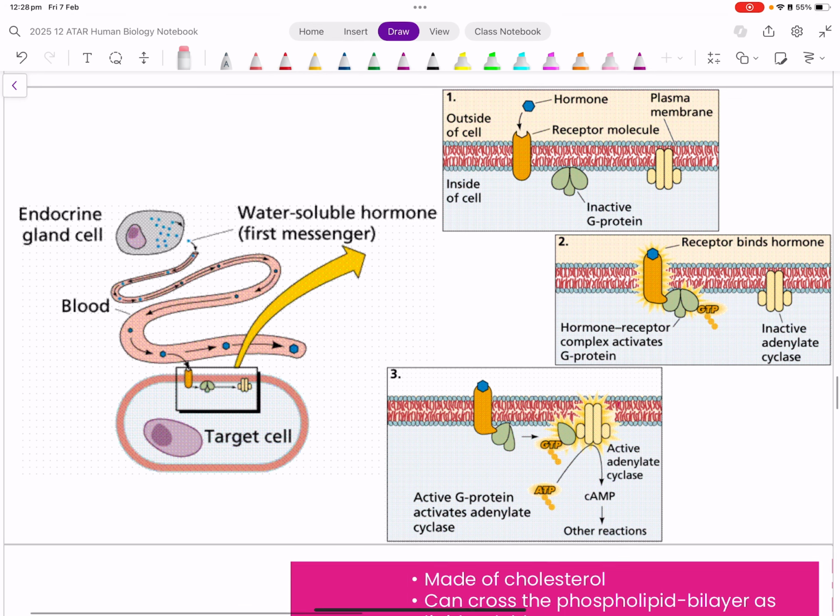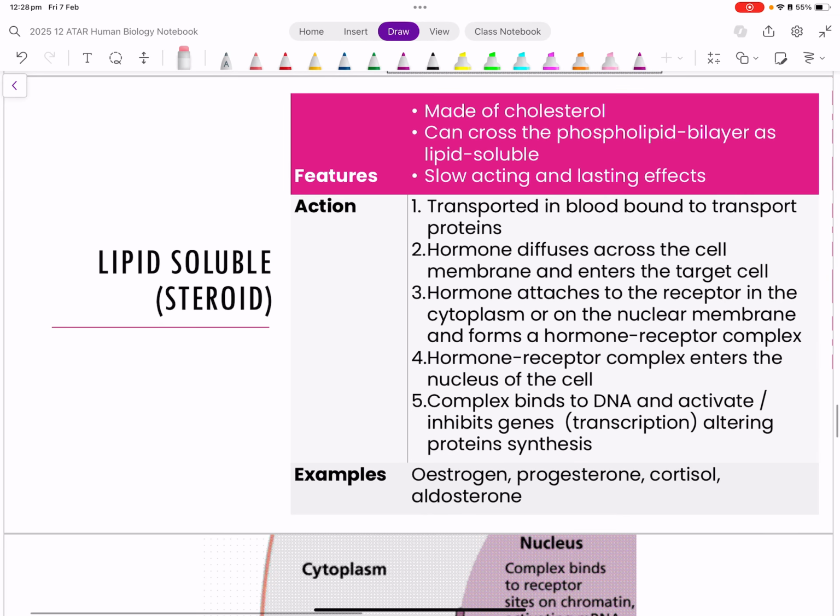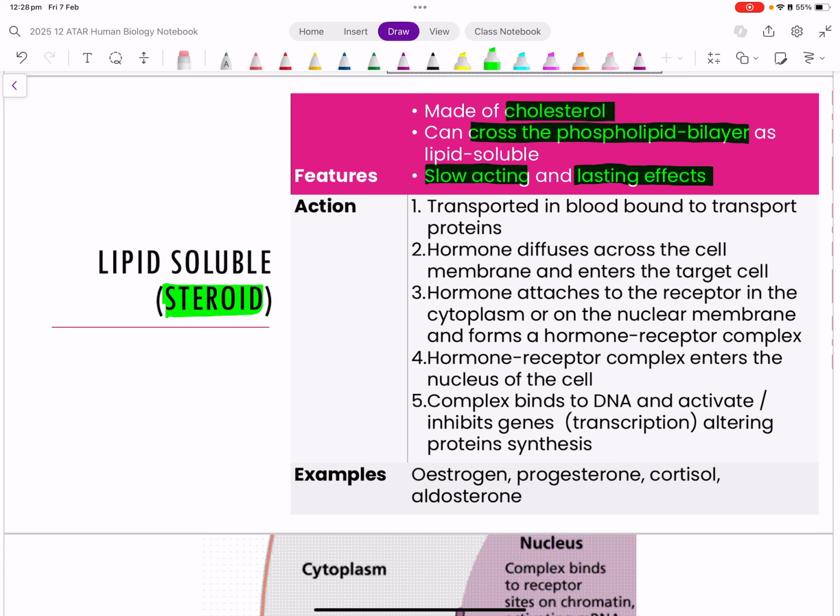But for now, what we'll do is move on to our lipid-soluble hormones, the other name for lipid-soluble being steroid hormones. Now, lipid-soluble hormones, as you can imagine, are made up of a form of fat, and that form of fat is cholesterol. The benefit of lipid-soluble hormones is that they can cross the phospholipid bilayer as they are lipid-soluble. And inversely, compared to our water-soluble hormones, they are slow-acting, but they do have longer-lasting effects.